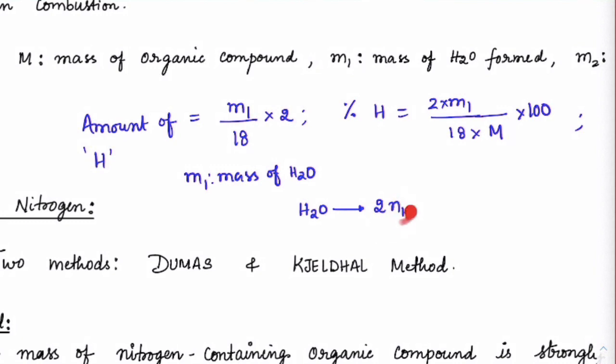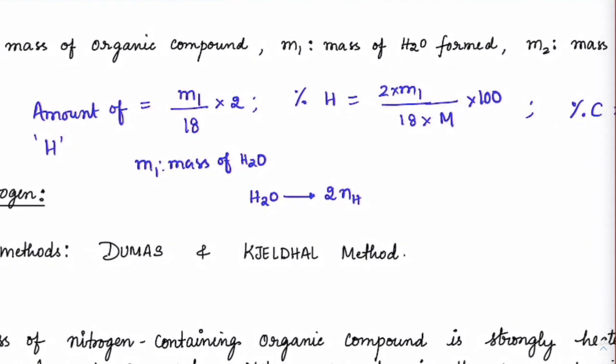What is the molar mass of hydrogen atom? 1, no? So 2 into 1. So what will be the weight of hydrogen now? 2 times of m1 divided by 18. So this is the mass of hydrogen atom, and that is the mass present in the organic compound. So if I want percentage amount of hydrogen atom, this mass divided by mass of that organic compound into 100, that will give percentage hydrogen. I hope that is clear, right?